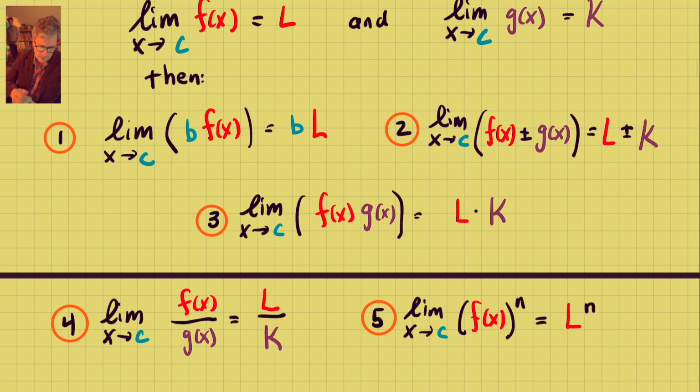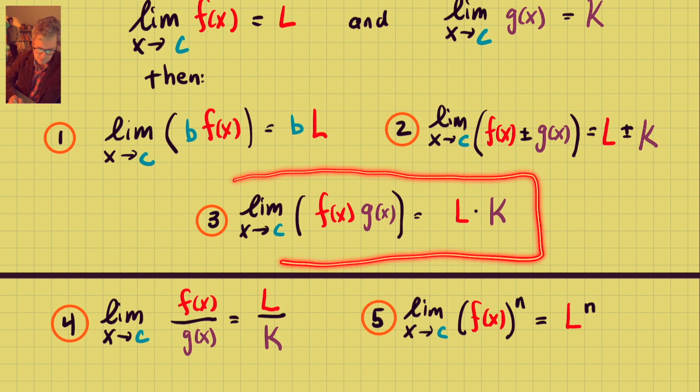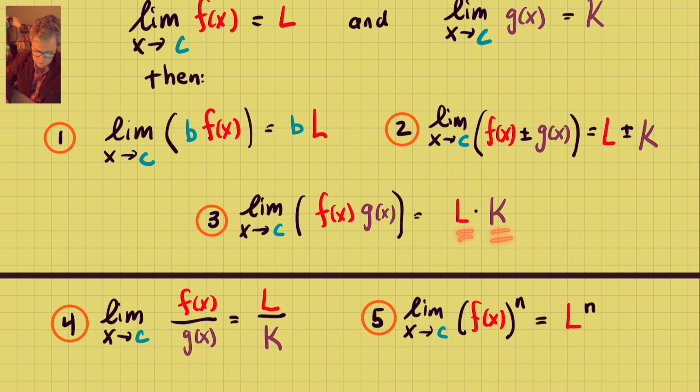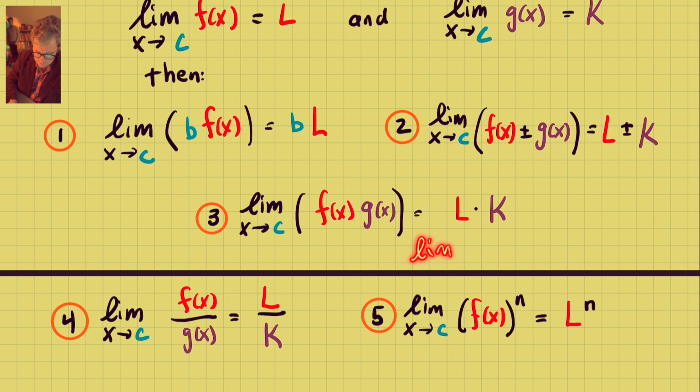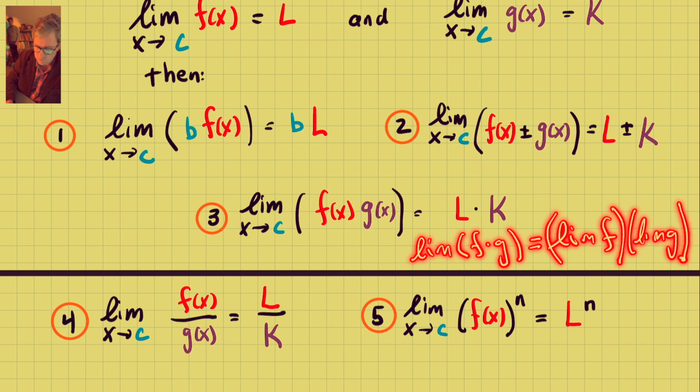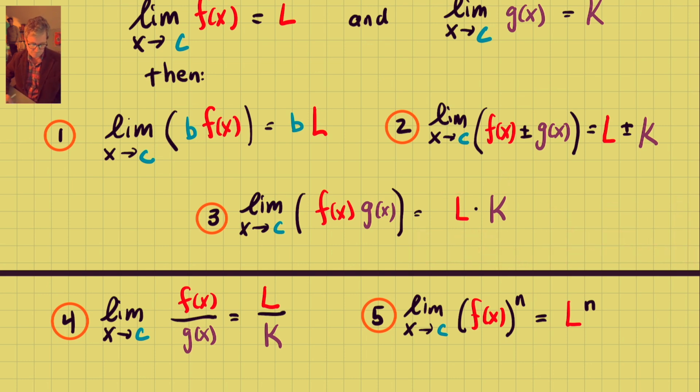The third item says that the limit as x approaches c of f of x times g of x is equal to L times k. Similar to the previous examples, the limit of f times g is equal to the limit of f times the limit of g. So I can separate these apart. I can find the limit of f separately, the limit of g separately, and multiply them together. That's what this is basically saying.